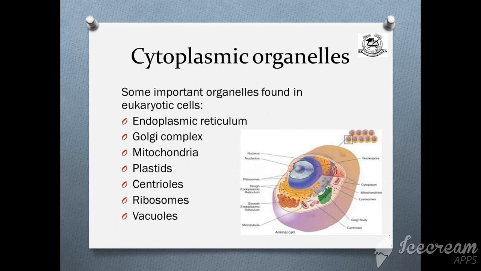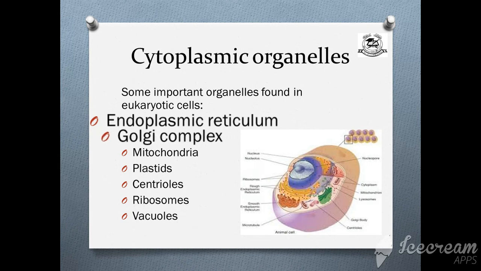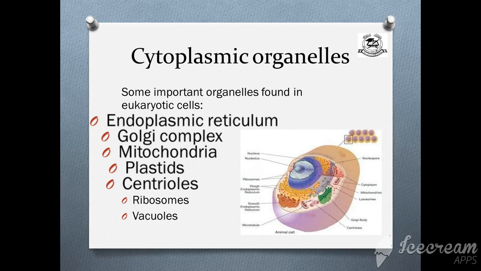Alright, so what are cytoplasmic organelles? Some important organelles found in eukaryotic cells are endoplasmic reticulum. You have heard, we have done in bacteria also, Golgi complex, which is also called Golgi body. Mitochondria. Plastids are the parts of plant cell, not present in animal cell. Centrioles that combine and make centrosome. Ribosomes, we have heard, with the endoplasmic reticulum because sometimes they are attached with them, and we have done in bacteria. Vacuoles. So these are the organelles we will discuss.